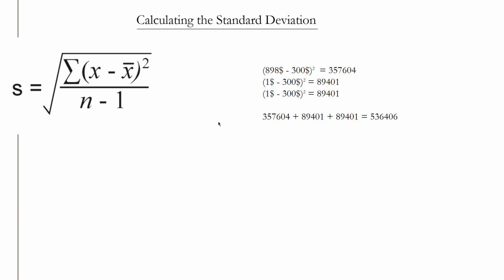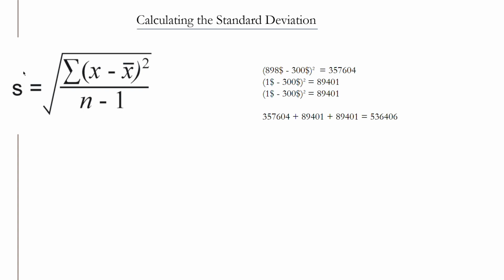$536,406. Not dollars, but that's the number that'll be up here. So what is n minus 1? N is the number of numbers or values in the data set. In this case, it's 3. 1, 2, 3. So you're supposed to do 3 minus 1 here.